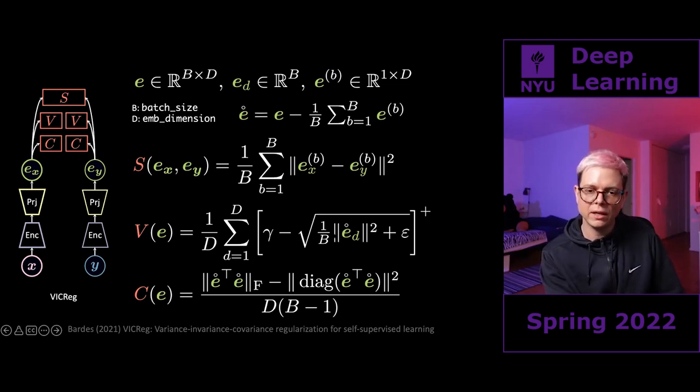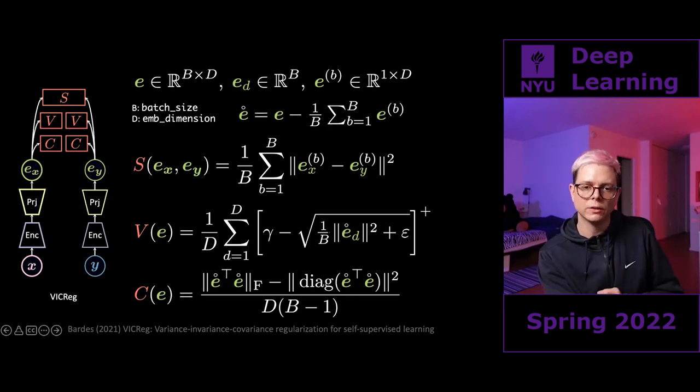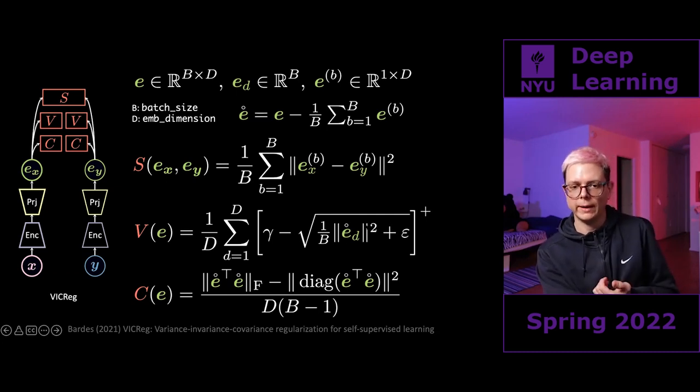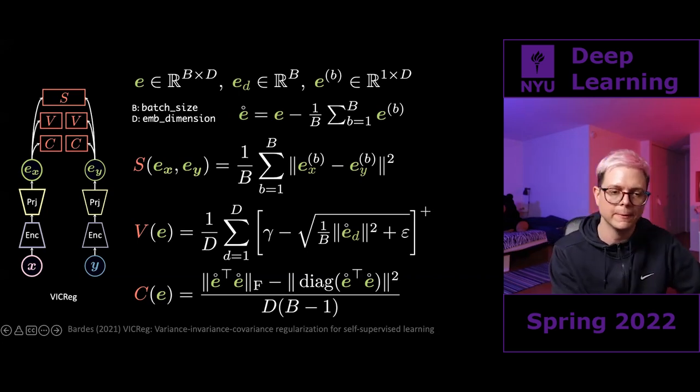If this thing is below gamma, then when you train the system, you want to minimize the loss, so this term here will try to grow. Until when? Until it becomes equal to gamma. If this is larger than gamma, the whole thing is going to be negative. The positive part kills it.